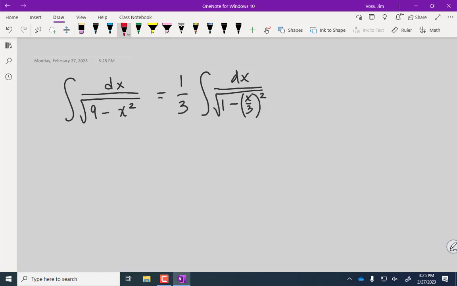So this is going to be equal to 1/3, leave some space for the reverse chain rule, inverse sine of x divided by 3. And what's going to go in the reverse chain rule place? 3. The derivative of x over 3 is 1/3. Dividing by 1/3 is multiplying by 3.